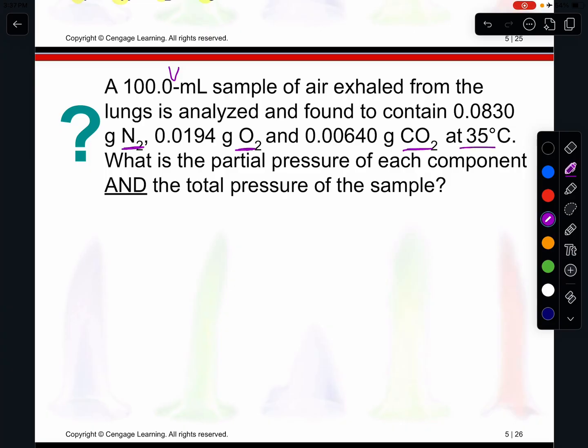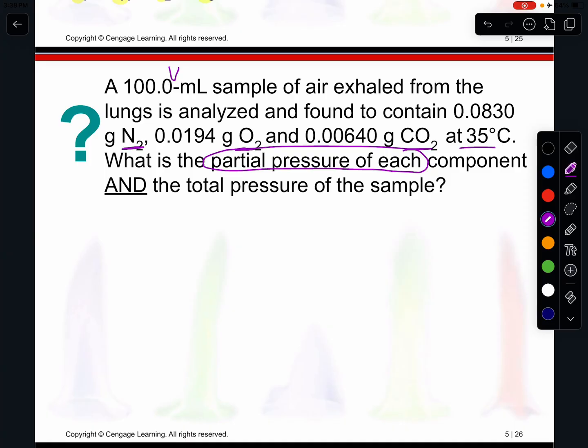I know if I am in Celsius, I should be converting to Kelvin. And if I have grams, I need to be converting to moles anytime you're working with gases. But let's see what else we have to figure out here before we do that. What is the partial pressure of each component and what is the total pressure? So what we need to do is solve for the pressure of each one of these, and then we're going to go ahead and solve for total pressure by adding the three up.